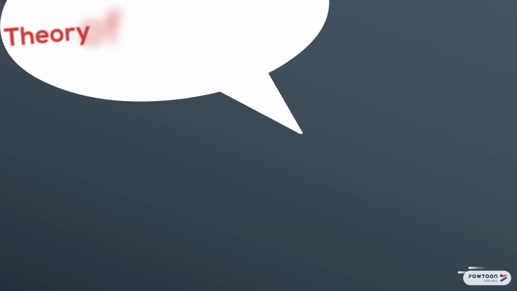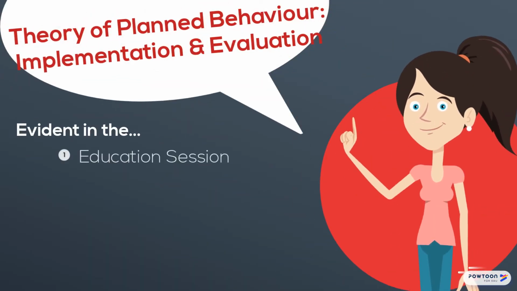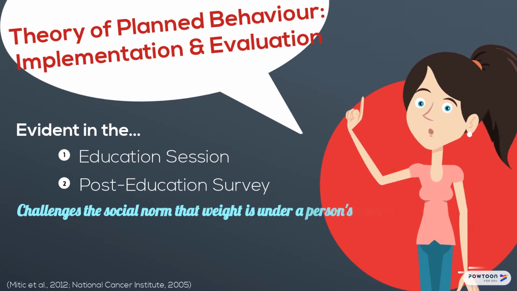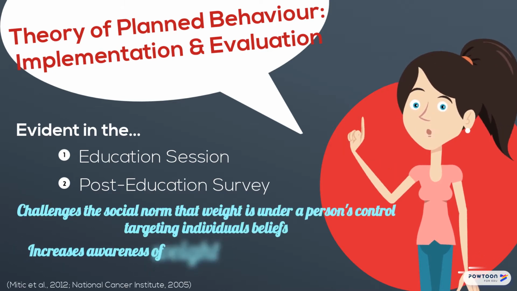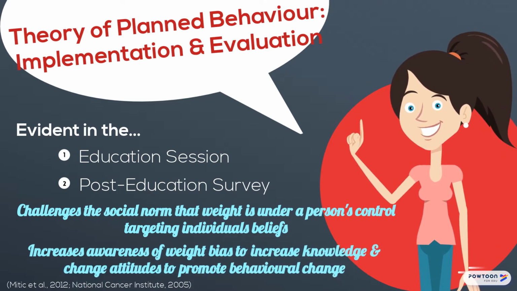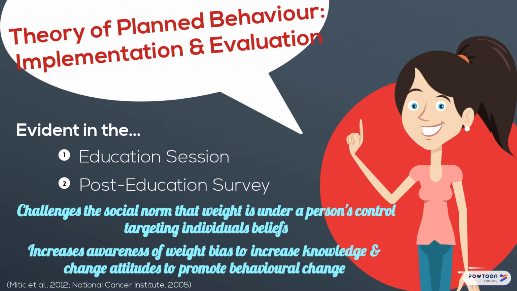The theory of planned behaviour is also evident in the education session and post-education survey by challenging the social norm that weight is under a person's control and increasing awareness of weight bias in the hopes of increasing participants' knowledge and changing their attitudes such that they change their behaviour, which will be assessed by the post-education survey, which will determine the effectiveness of the education session.